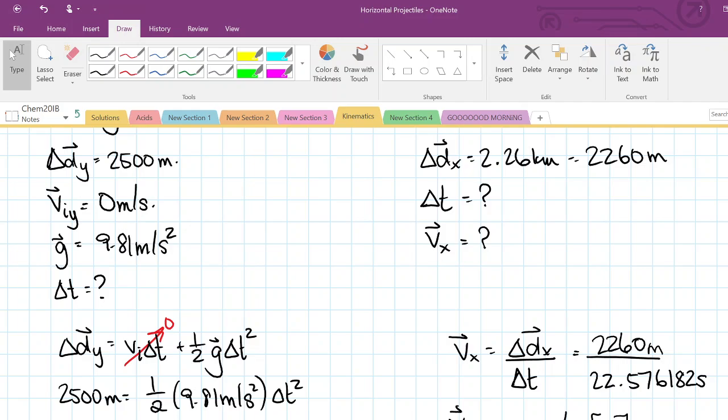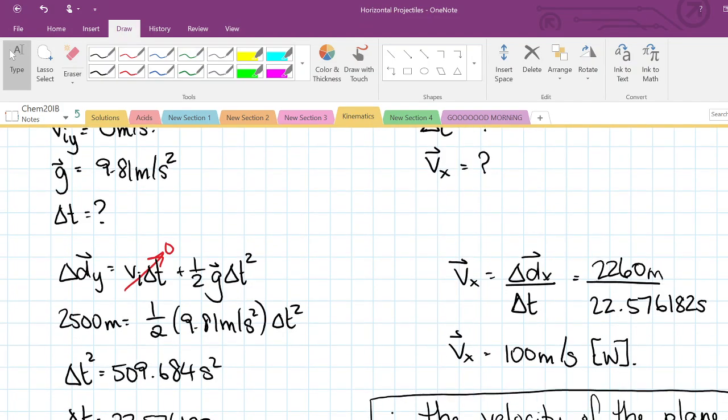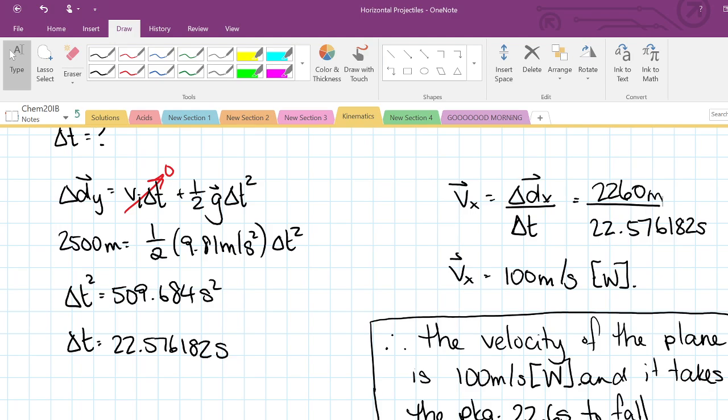And I've said positive is west. So that's my velocity for the airplane at the beginning. I know that the x component here is the velocity of the airplane at the beginning because the airplane was traveling in a horizontal plane. So the x component is equal to the velocity of the airplane itself.